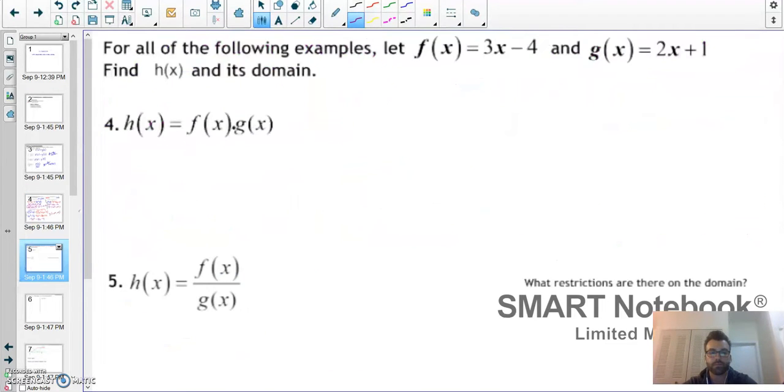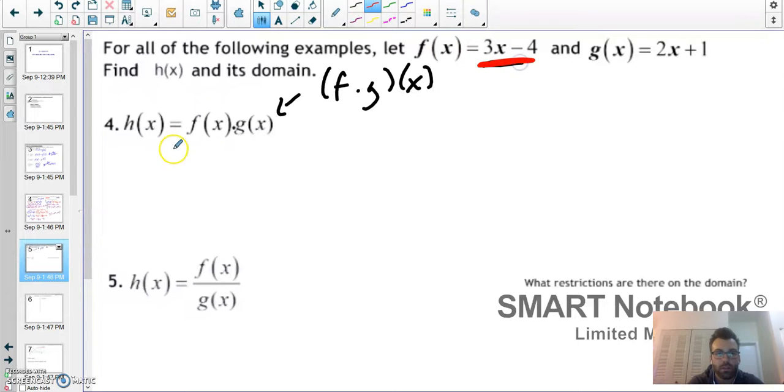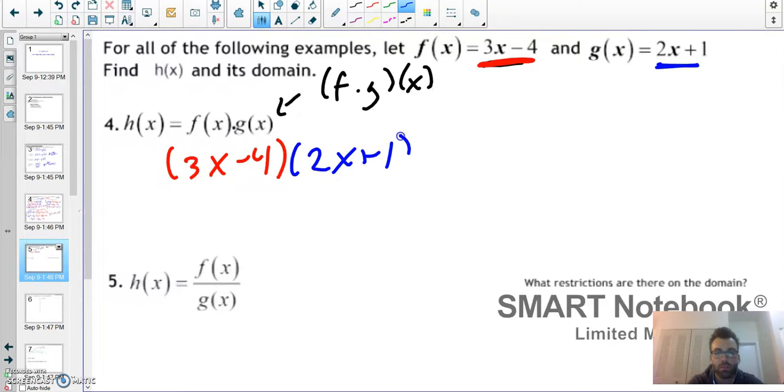Let's keep going. f times g of x. Remember this can also be written as f times g of x. We have a new function for f, so I do 3x minus 4 times my g, which is 2x plus 1. Multiplying a binomial times a binomial, so we just FOIL it up.